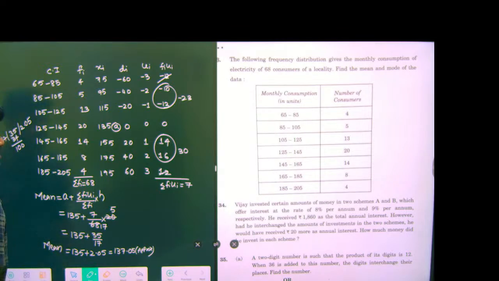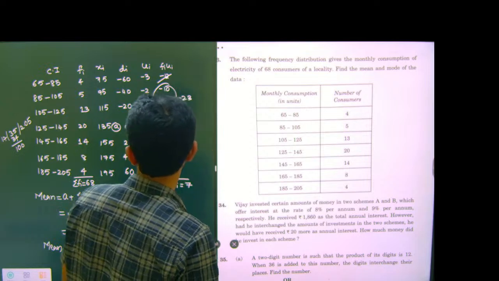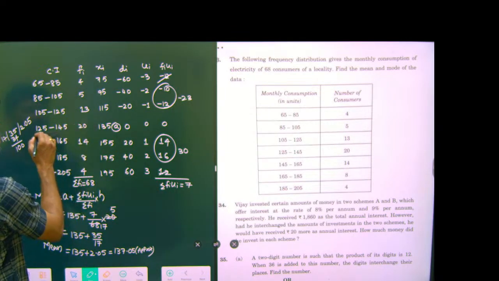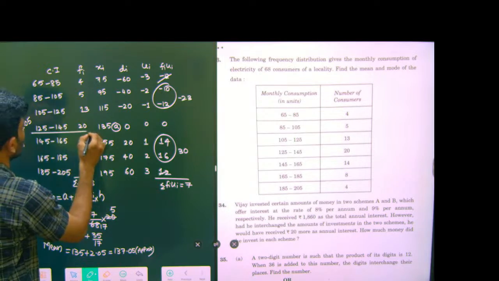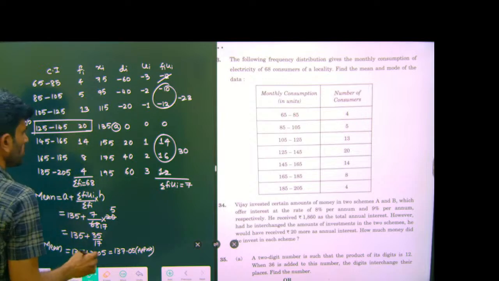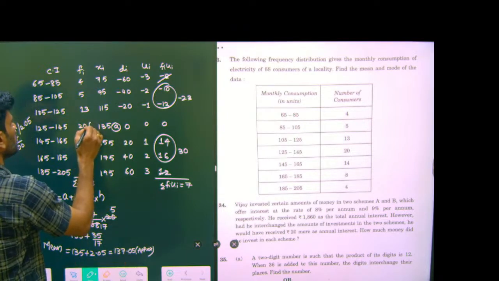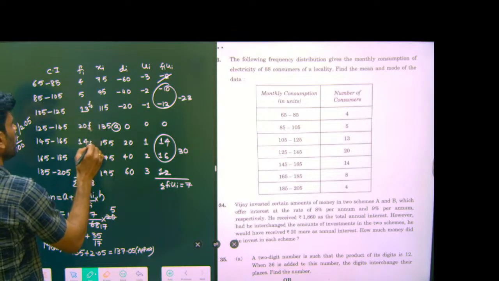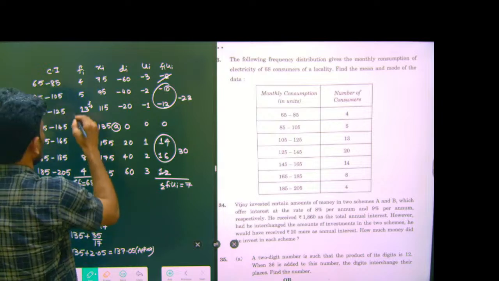But this is only some part of the solution. Then we have to find the mode also. They are also asking to find the mode. So to find the mode, we have to identify the modal class. The highest frequency is there in 125 to 145. So the modal class is 125 to 145. Then this is f1. f1 is 20, f0 is 13, f2 is 14, l is 125, h is 20.